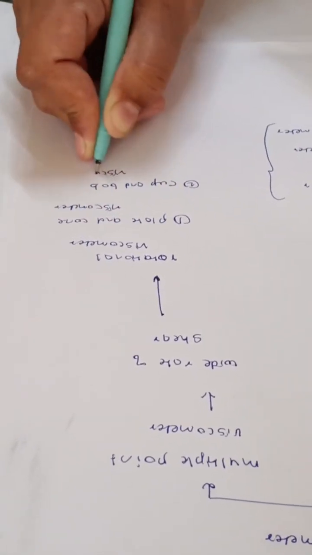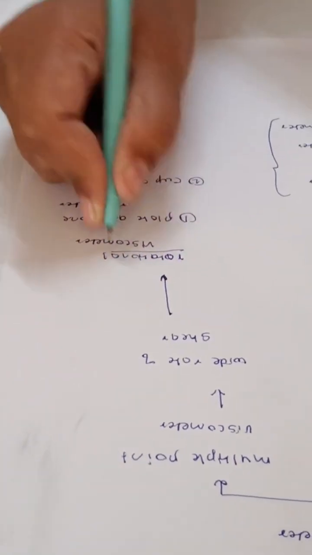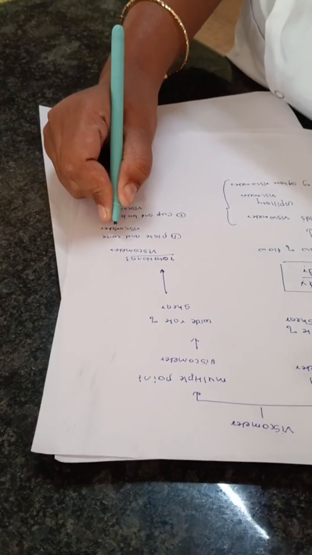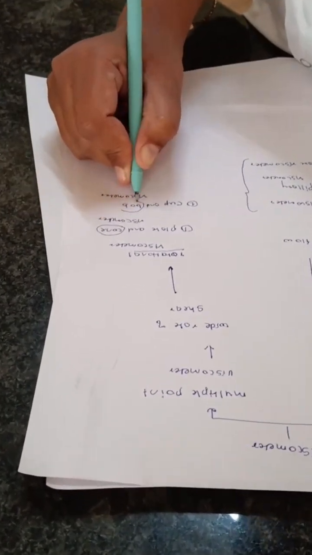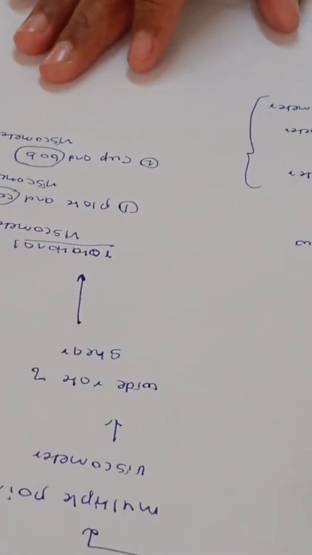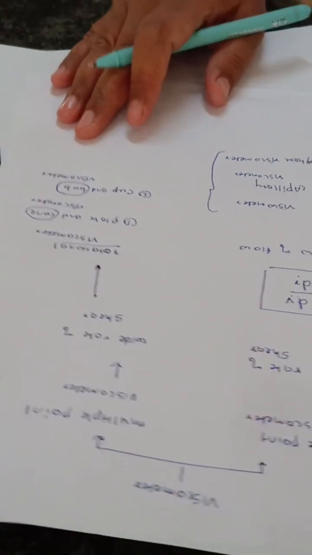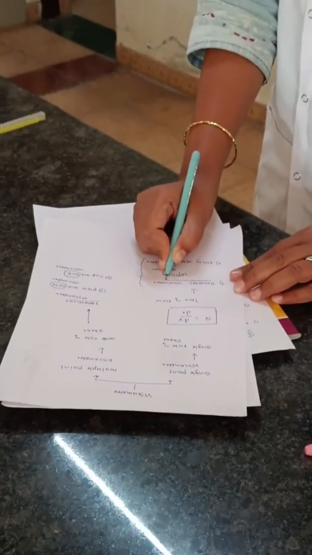In case of these rotational viscometers, they are called rotational viscometers because here you could see the cone is rotating, and in the cup and bob viscometer we can see that the bob is rotating. So our aim today is to determine the viscosity of a liquid by using the Oswald's viscometer.